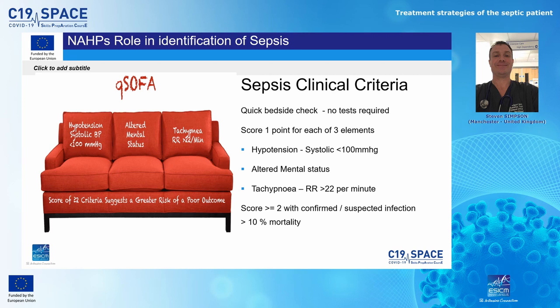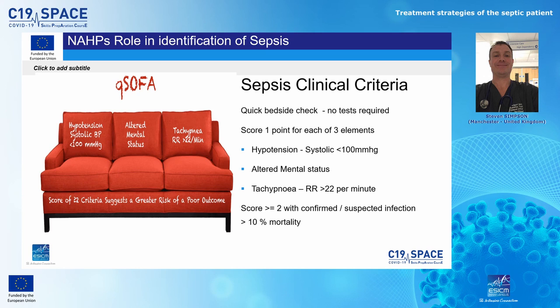Each element would score 1 point when a threshold was reached. A score of 2 or more with a confirmed or suspected infection would give acknowledgement that the patient may have signs of sepsis, and this would indicate they had an increased mortality of 10%.